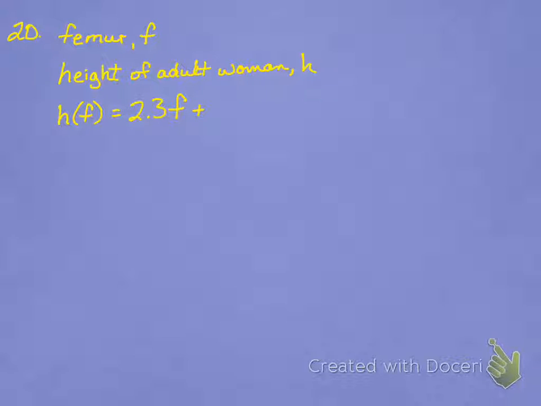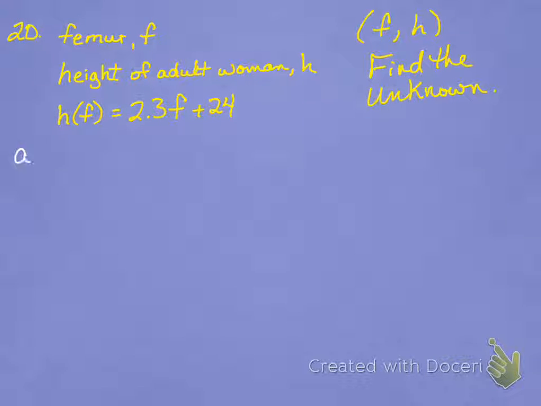We have the femur is F, the height of an adult woman is H. We said h of f is 2.3F plus 24. Our ordered pair is the femur and the height, and it wants us to find the unknown.